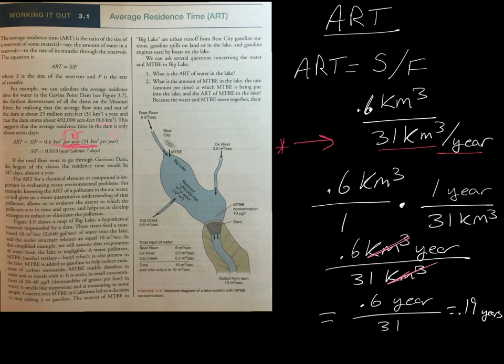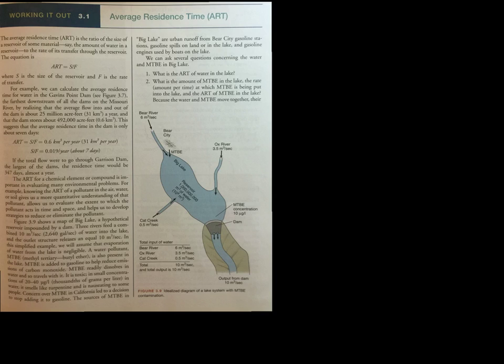That's not 0.19. That should be 0.019. So really what we're talking about is 0.019. So 0.019 years is equal to about 7 years. I mean 7 days, 7 years, Jesus. So 0.019 years is equal to about 7 days.